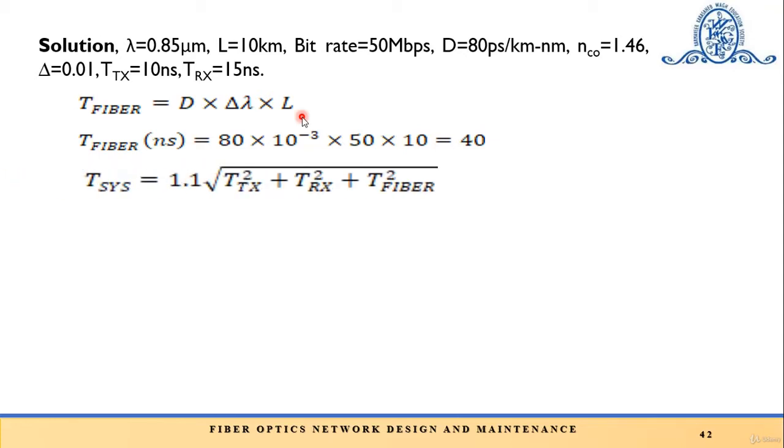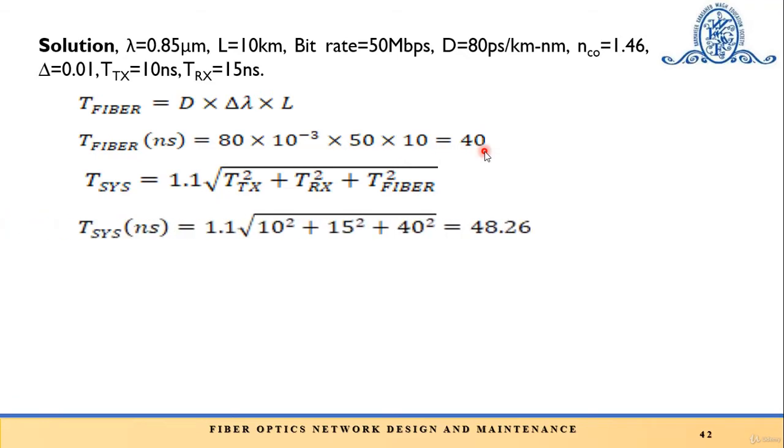We will use the T-system formula to calculate the overall rise time of the complete system, and the formula is 1.1 multiplied by square root of transmitter rise time square plus receiver rise time square plus the fiber rise time square. Transmitter and receiver rise time are specified in the case statement itself, that is 10 nanosecond and 15 nanosecond respectively, and fiber rise time we have calculated as 40 nanosecond. So putting all the values will give the system rise time as 48.26 nanoseconds.